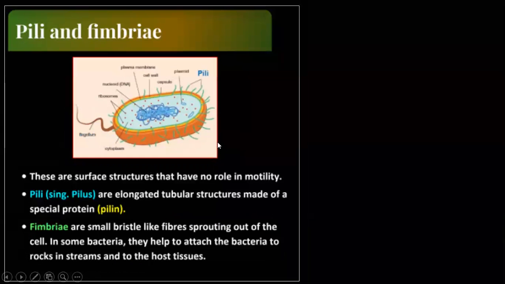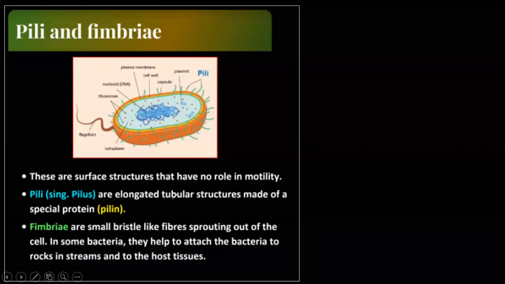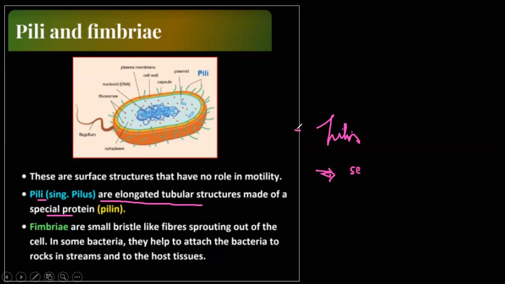Filament. Pili and fimbriae. These are surface structures that have no role in motility. Pili are elongated tubular structures made up of a special protein known as pilin. And their function is to help in conjugation by acting as a sex attractant.